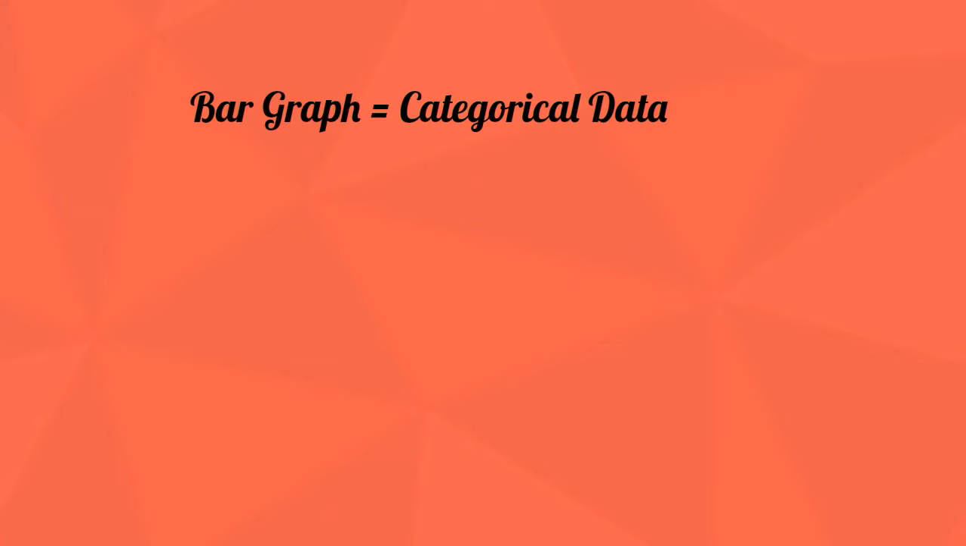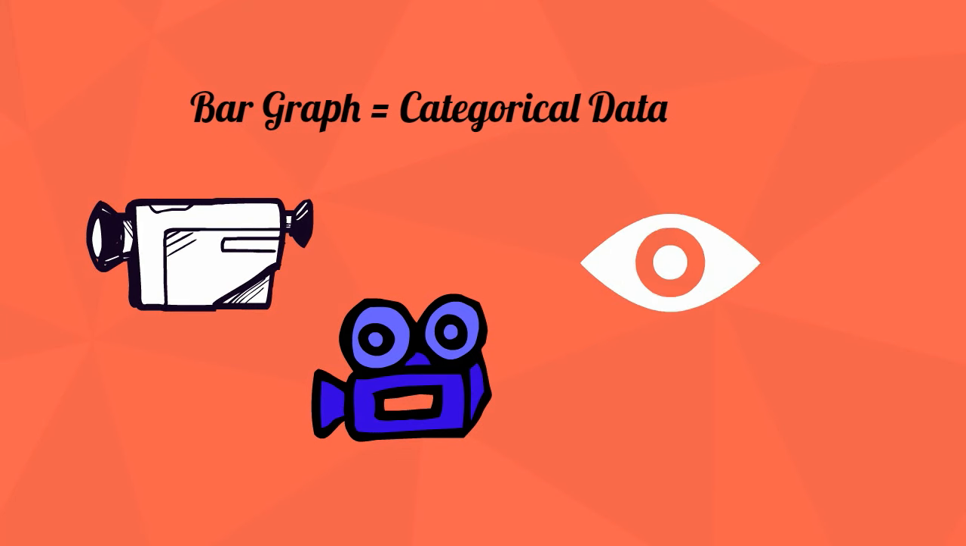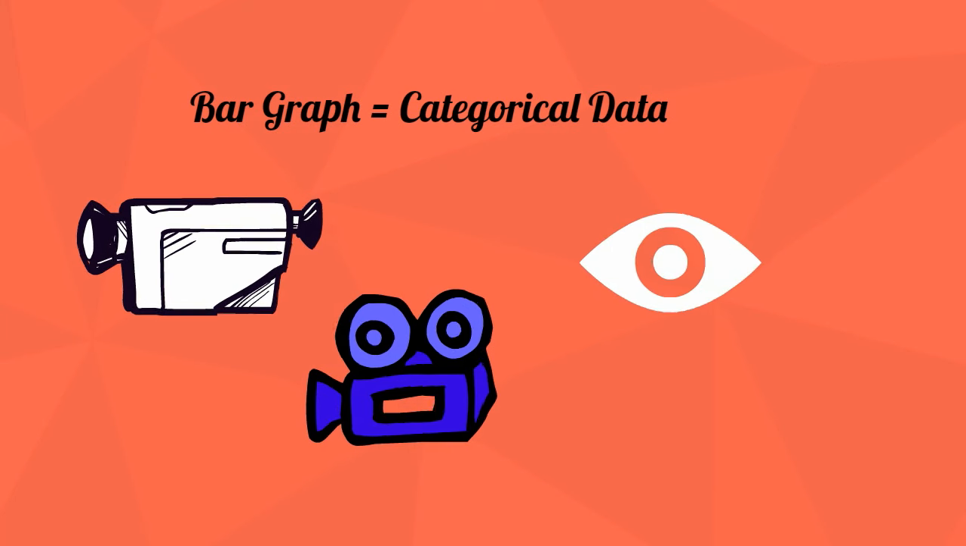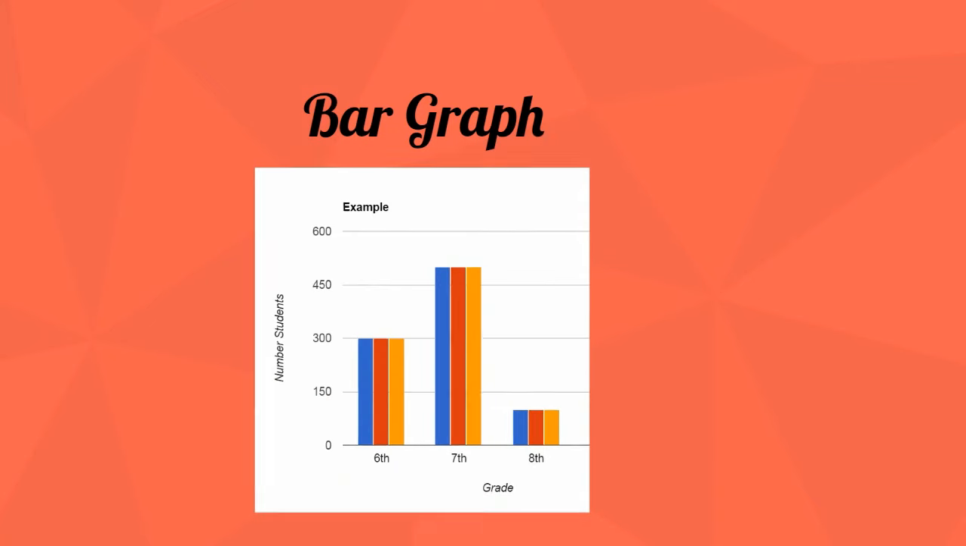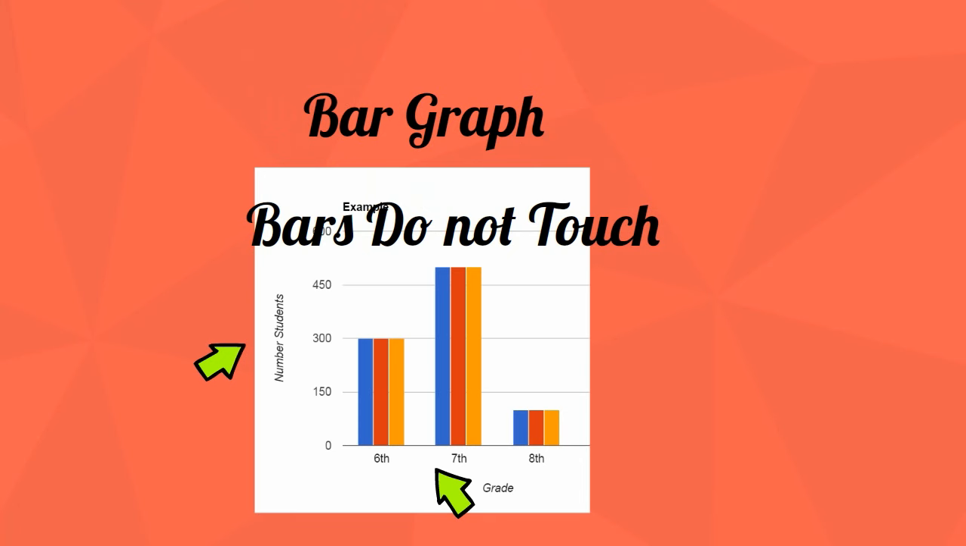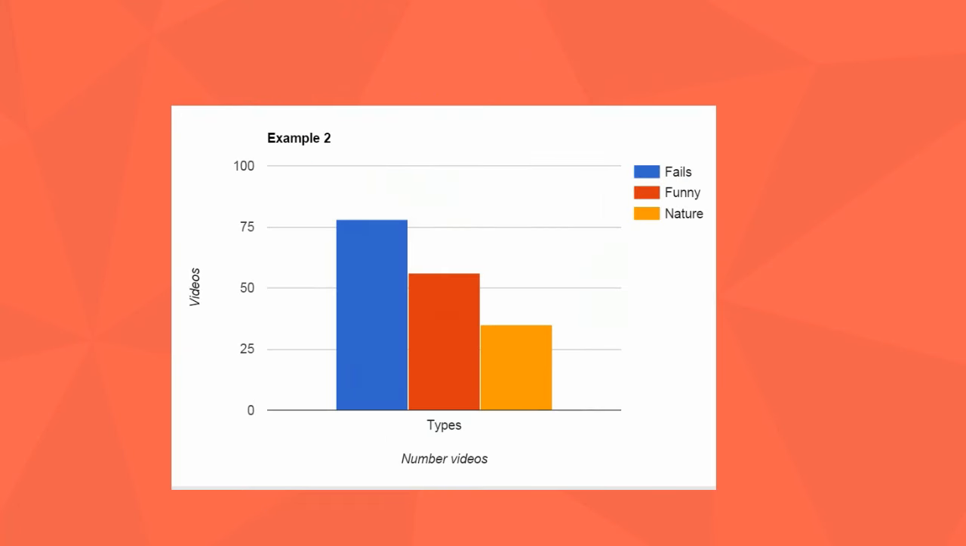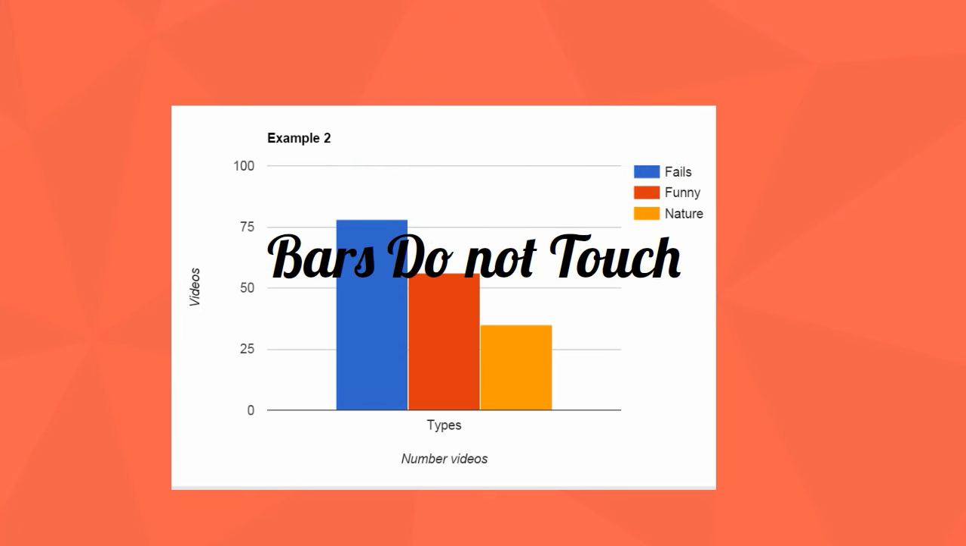A bar graph uses categories such as the types of movies, color of eyes, and the bars do not touch. For example, with this bar graph, the categories are grade level and the number of students in each grade level. Notice that the bars do not touch. In another example, the categories are types of videos and the number of videos in each type. Again, notice the bars don't touch.